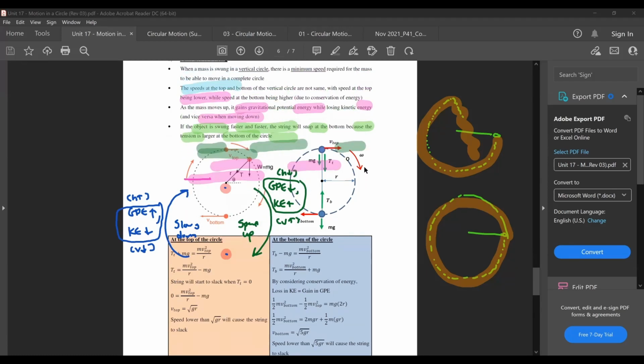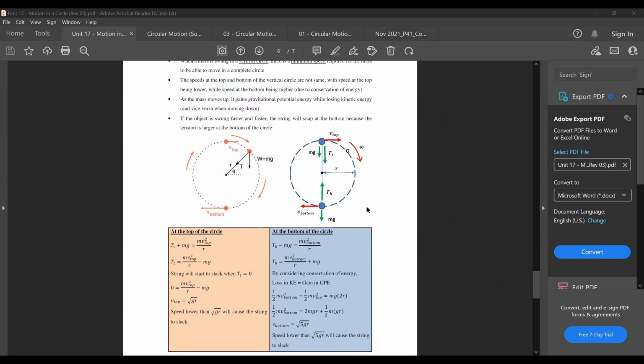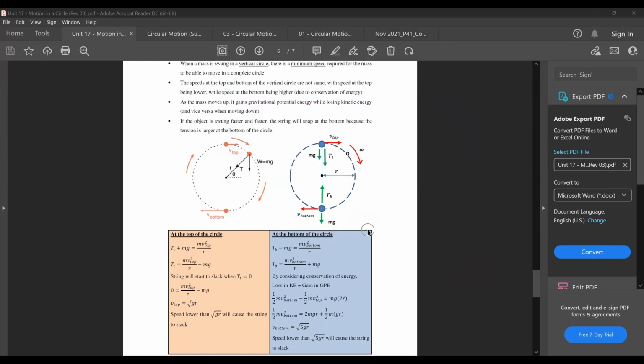All right, speed being different, tension being different for something that is moving in a circle. Not to mention, you also need to have a certain minimum speed.